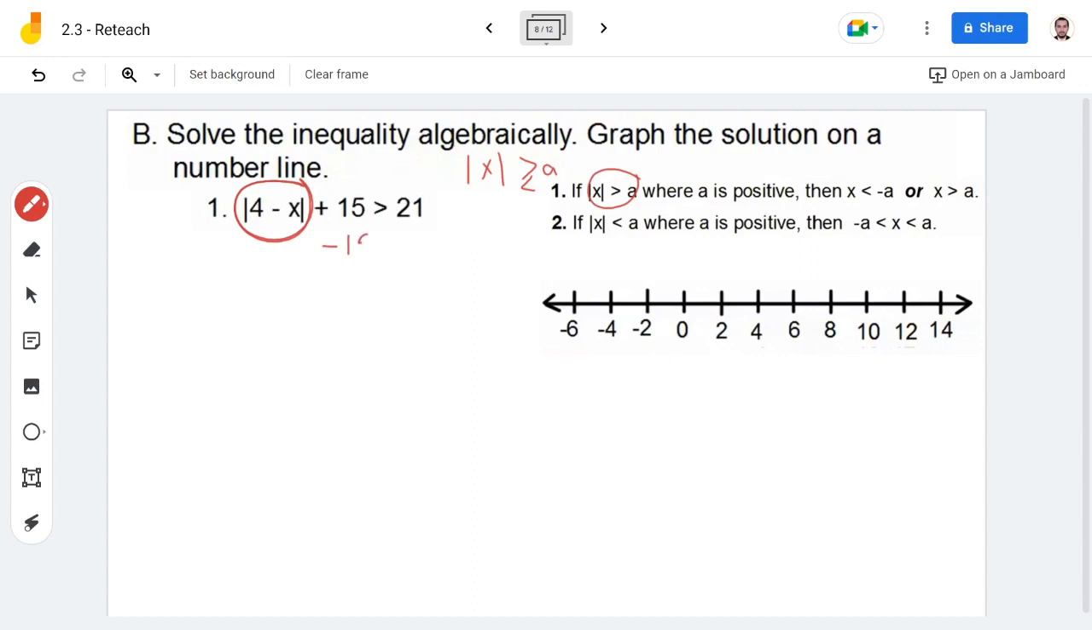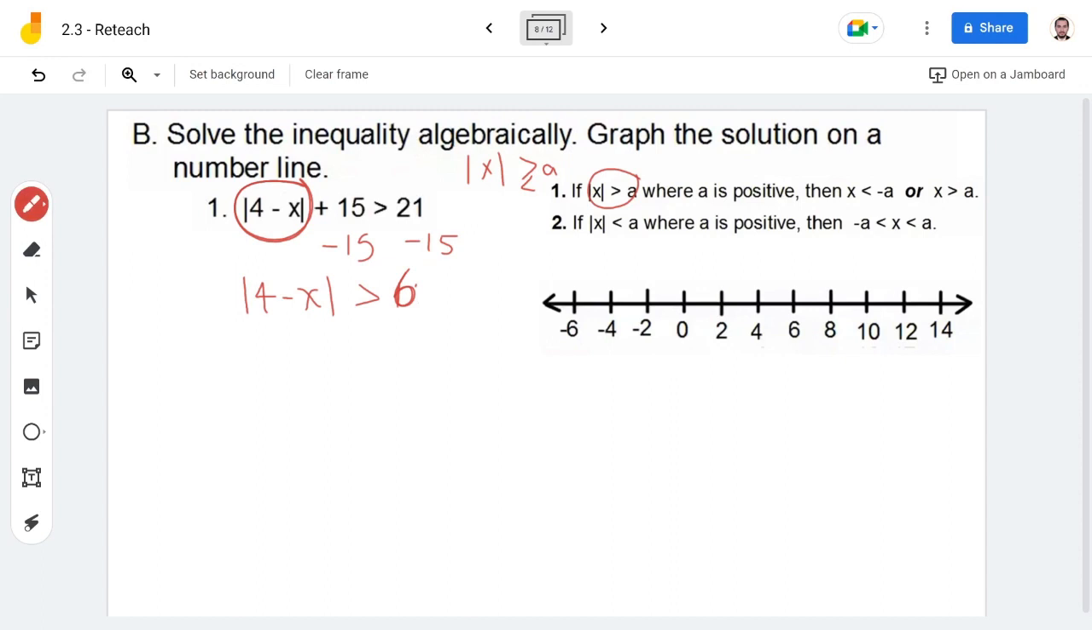So how can I isolate it? First we subtract 15 from both sides. So it will be the absolute value of 4 minus x greater than 21 minus 15, which equals 6. Now you have your absolute value expression on one side and a number on the other side, right? So now you have y1 and you have y2. Now check: is this following rule number one or rule number two?